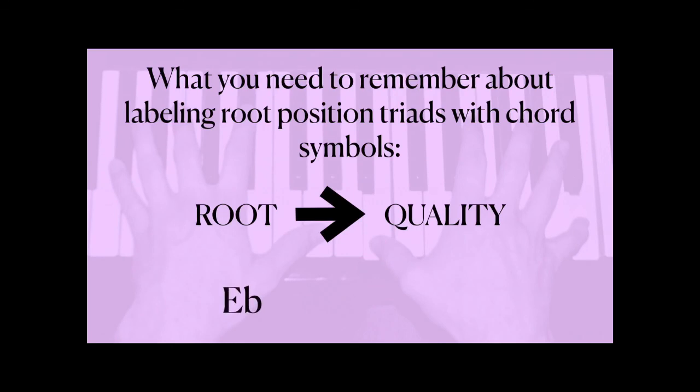What if your root is an E flat and the quality of your triad is diminished? Well, then you would label that triad as an E flat diminished triad. If your root is an F sharp and your quality is augmented, then you've got an F sharp augmented triad. And if your root is a B and your quality is minor, it's a B minor triad.